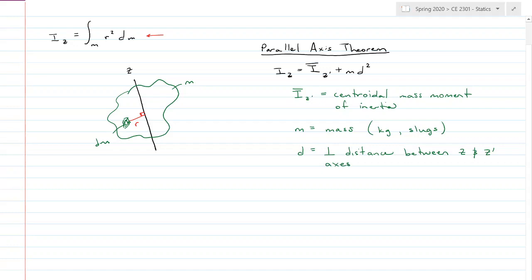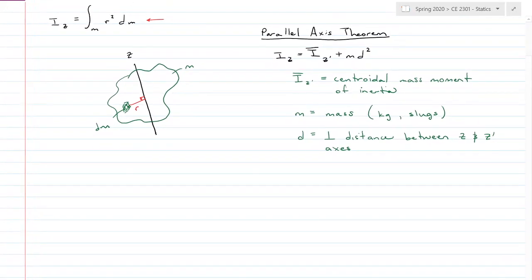Now you're looking at this going, if we have an r squared, which is a length, times a mass, then your units are going to be funny, and you are correct. Our units are going to be mass times length squared, like kilogram meters squared, or slug feet squared.